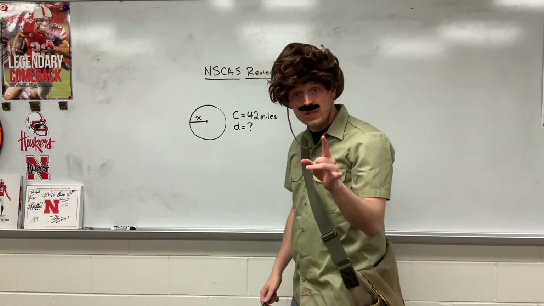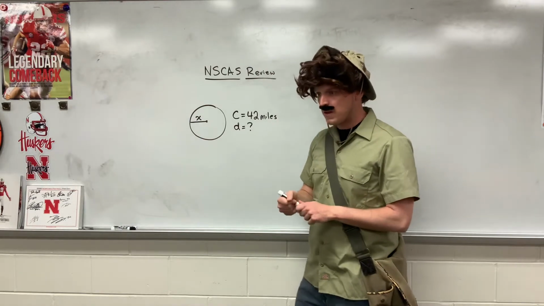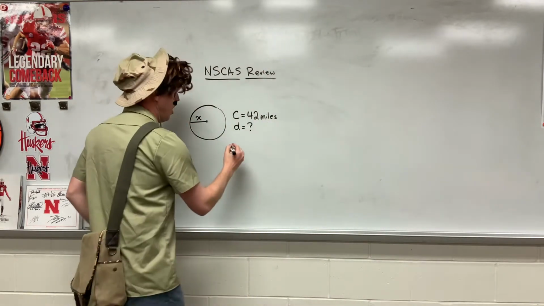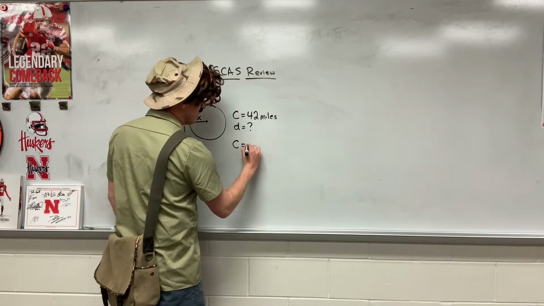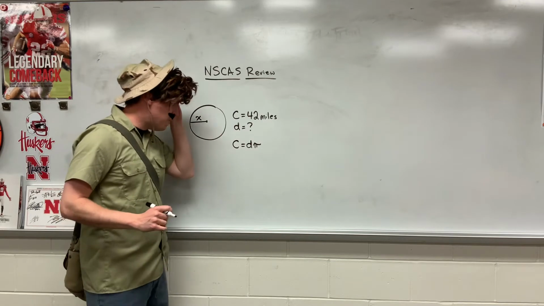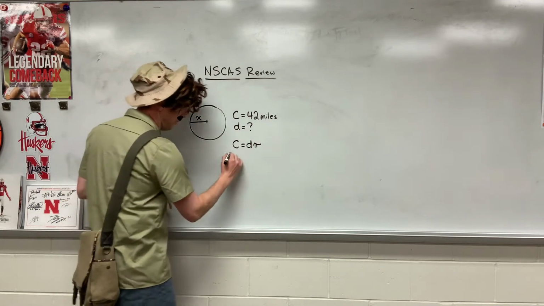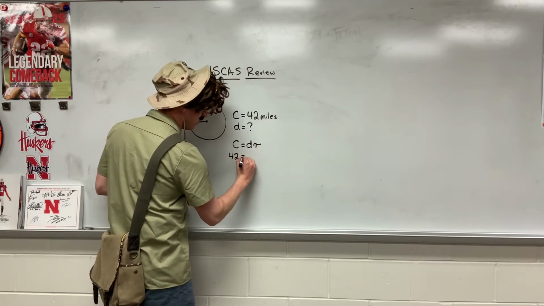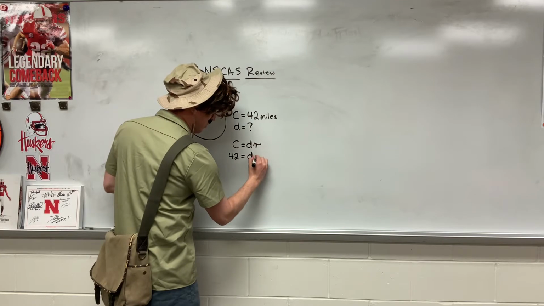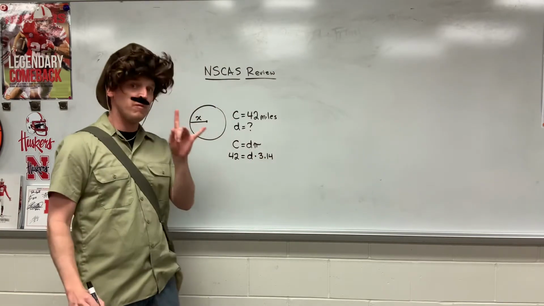Alright, so first things first. We know the circumference formula is C equals pi times d. First and foremost, the circumference is 42 miles. The diameter is unknown, so it's going to be our variable. But we do know that pi is approximately 3.14.